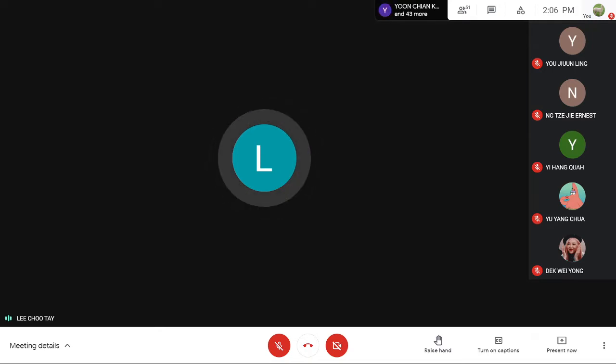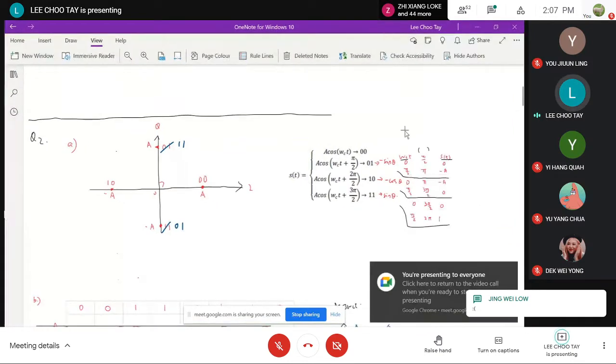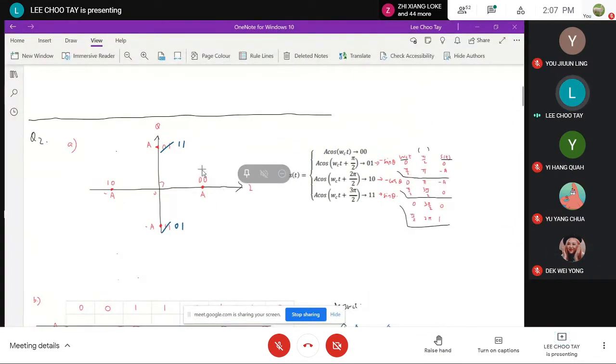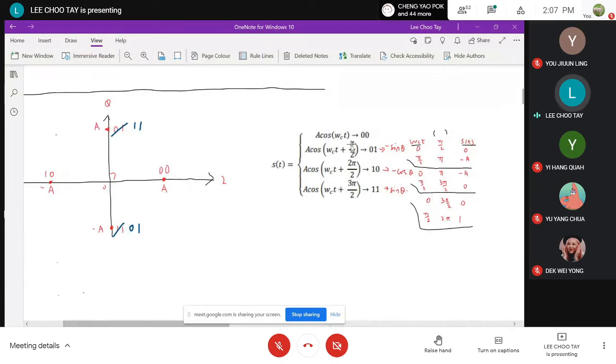Okay, so I need to bring you back to question 2 because during last class, Jingwei was so excited, he detected something. Let me go back to question 2 and make a correction. I actually made a mistake here in plotting the constellation diagram for 0, 1, and 1, 1. If you refer to the equation, when we have a cosine omega t plus pi over 2, right?